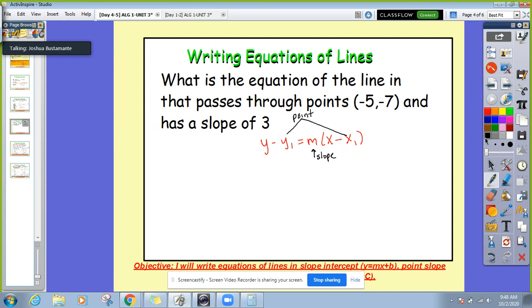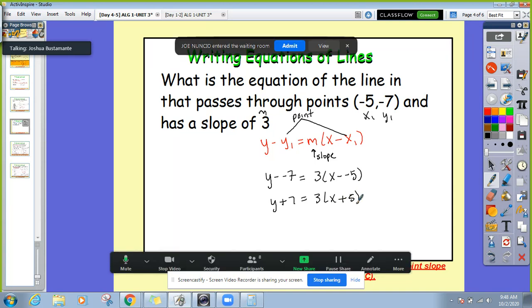It's a pretty easy example. This is x1 and y1. I just plug everything I know in here. The slope is m. We'll have something like this: y minus -7 is equal to 3 times x minus -5. Now, anytime you have a minus and a negative, that becomes positive. So we have y plus 7 is equal to 3 times x plus 5.